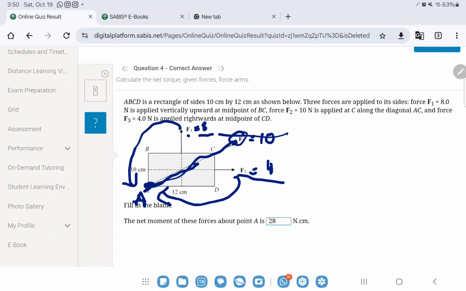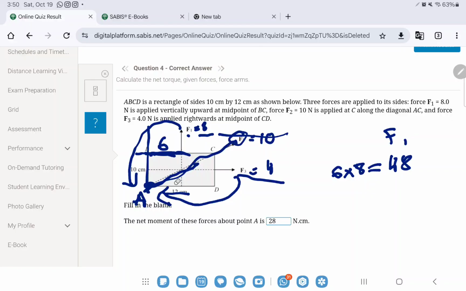F1 is going to be 8 times the distance it's moving. This is your distance moving. This is how far it is away from the intersection with this line that has A on it. So this distance is half of 12, which is 6. So you're going to do 6 times 8, which is 48. That is F1.